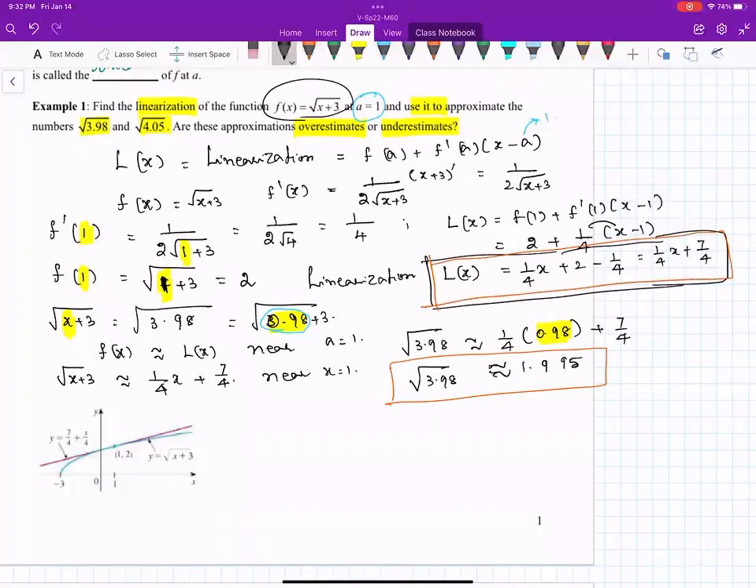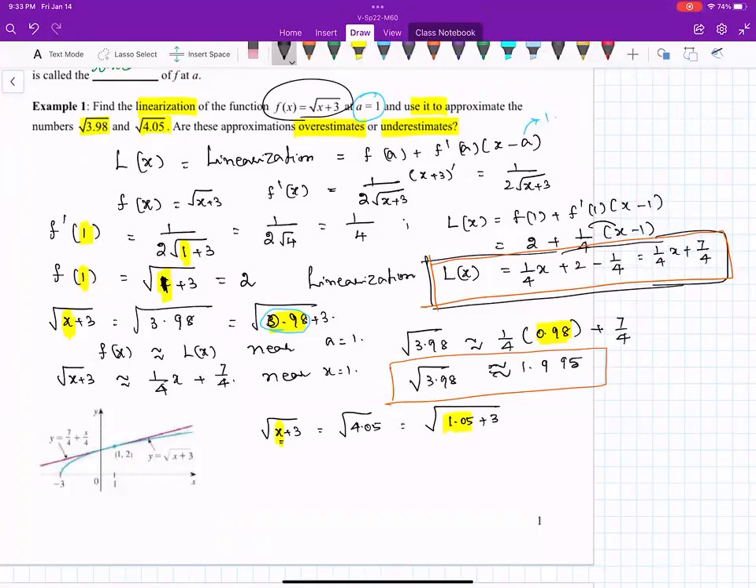Then the other one, which is the second, square root of 4.05. So square root of x plus 3 equal to square root of 4.05, which can be written as 1.05 plus 3. So you want to write this in the form of x plus 3. So your x becomes 1.05.